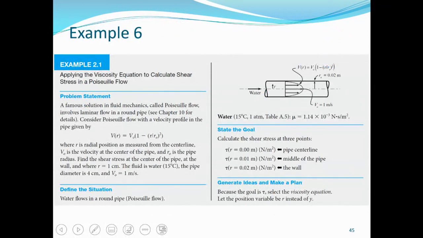We will take a simple example to demonstrate the Couette flow. In this example, we apply the viscosity equation to calculate shear stress in a Poiseuille flow. So we have flow inside a pipe. The problem statement says that a famous solution in fluid mechanics called Poiseuille flow involves laminar flow in a round pipe.